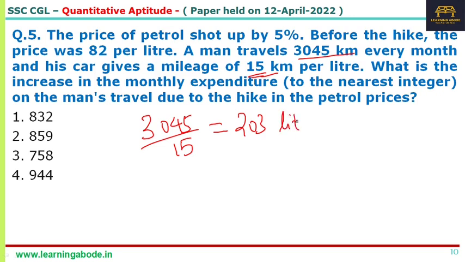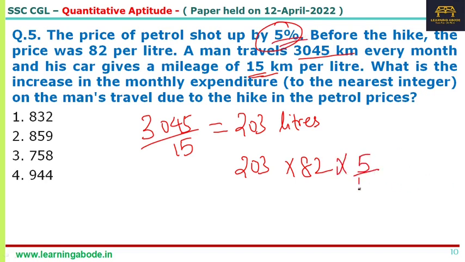He is spending 203 liters every month, and the cost of petrol was 82 rupees earlier. Now it is increased by 5%. That additional 5% is what we have to find out. So that's 5 by 100, which will be like 4.1. So 203 into 4.1, this is what we are supposed to find out.